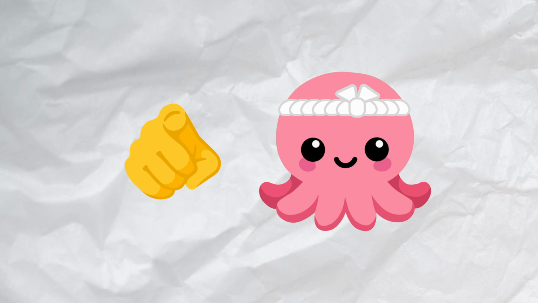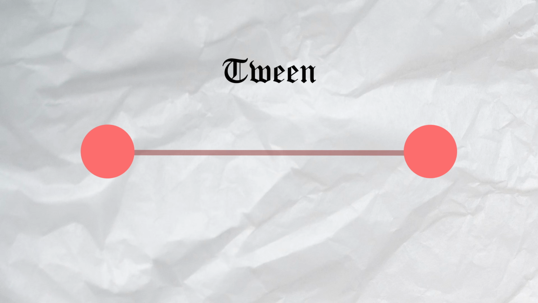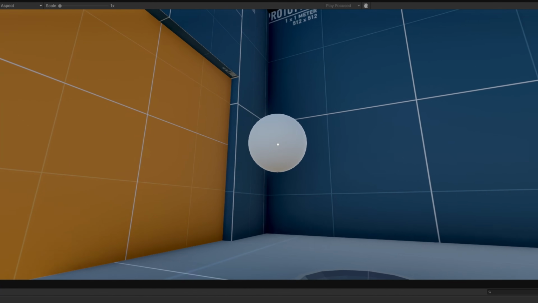Now you might be asking, what is a tween? A tween is used to animate movements that happen in between point A to point B. Yeah, it's that simple. After fixing some bugs, the door movement looked much smoother.